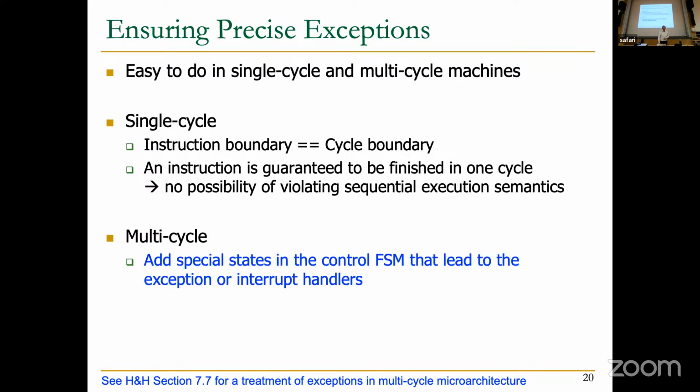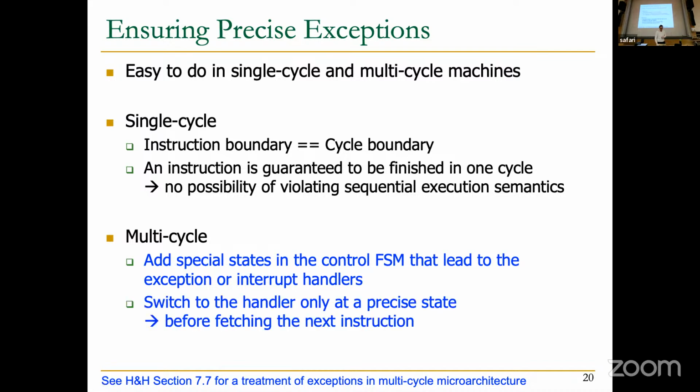In a multi-cycle machine, it's not that big of a problem, but we need to do something special. How do we go to the interrupt or exception handler? You need to add special states in the finite state machine. Remember the finite state machine that specifies the behavior of the multi-cycle program? You need to add a special state, well, multiple special states to the control finite state machine that lead to the exception or interrupt handlers. I'm going to show you some pictures, but your book covers this nicely. It doesn't cover what's really interesting, which I'm going to cover later on. But your book has a nice treatment of exceptions in a multi-cycle architecture. It can be used for interrupts also.